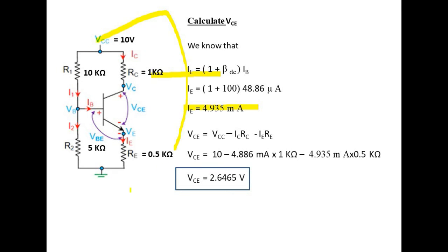Now applying KVL in the output section, we have got VCC is equal to ICRC plus VCE plus IERE. So we have got VCE is equal to VCC minus ICRC minus IERE. Putting the values of VCC, ICRC, IERE, we have got VCE is equal to 10 minus 4.886 milliampere into 1 kilo ohm minus 4.935 milliampere into 0.5 kilo ohm. After solving, we have got VCE as 2.6465 volt.